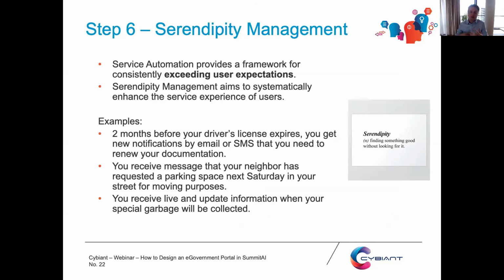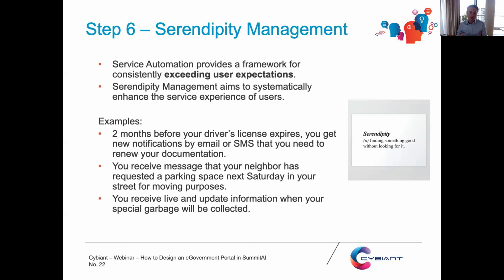And then last but not least, launching the self-service portal is one thing, but we would like to make sure that we continually use the technology that we have to exceed the user expectations. So the service automation framework provides this framework to consistently exceed those user expectations. And that's really the last step.